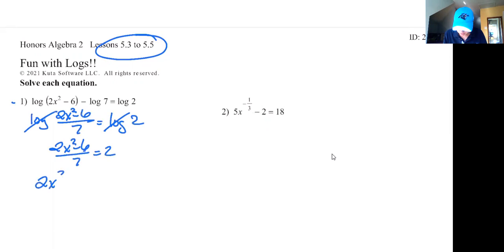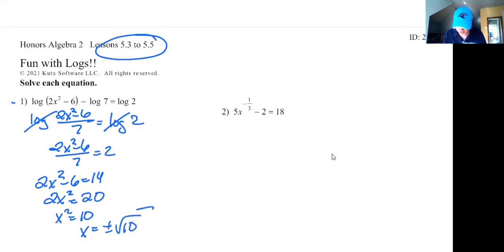So I've got 2x squared minus 6 equals 14. Bring that 6 on over, and I've got 2x squared is equal to 20. Divide everything through by your 2. So I have x squared is equal to 10. Therefore, x is equal to plus or minus the square root of 10. Hopefully you got that one right.